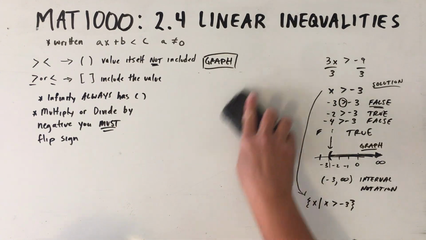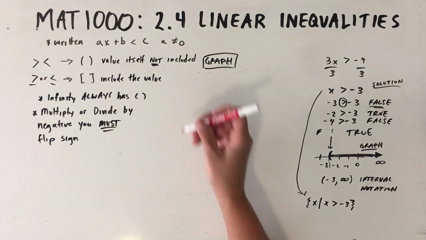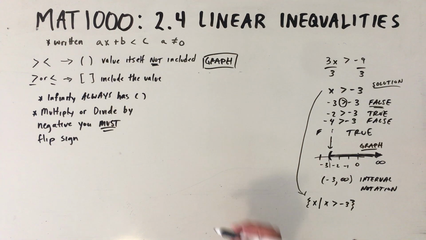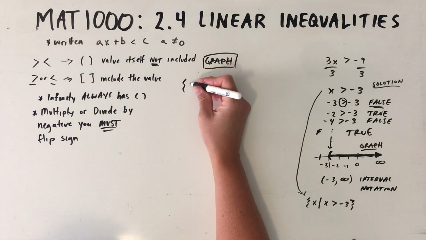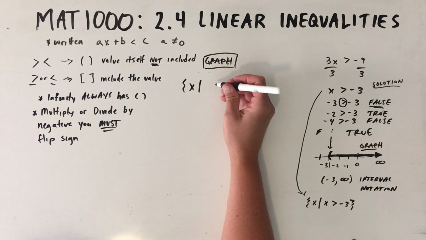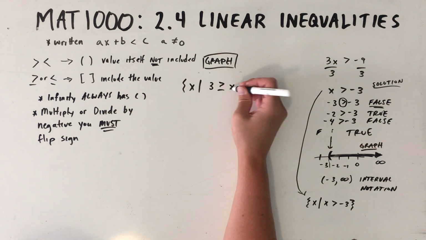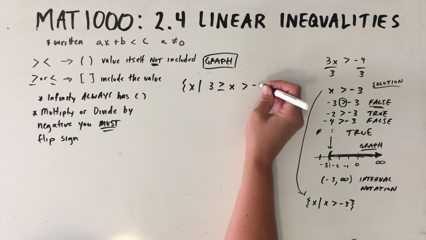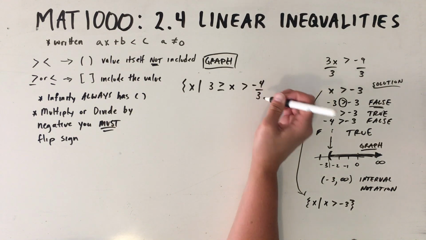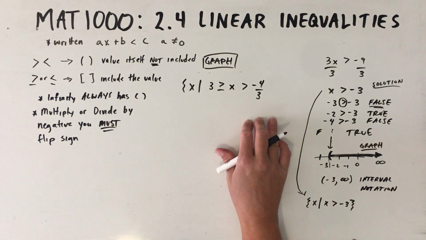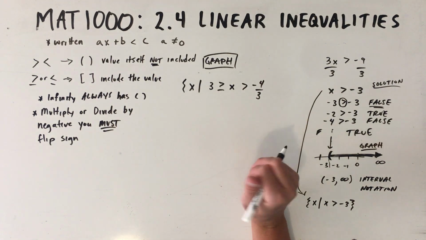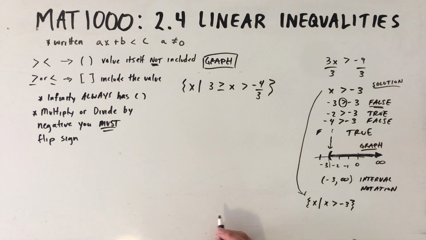And then we'll get to just a few problems that we're actually going to solve. This one says that x is such that 3 is greater than or equal to x, which is greater than -4/3. And again, our original assumption is this statement is true. This inequality is a true statement. Okay, so x is such that this is the case.